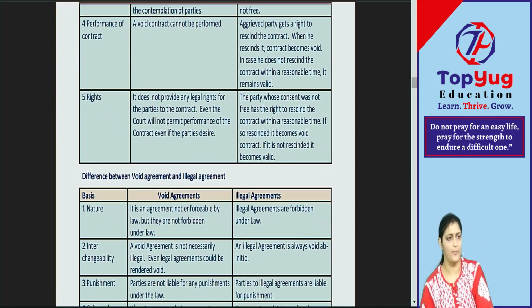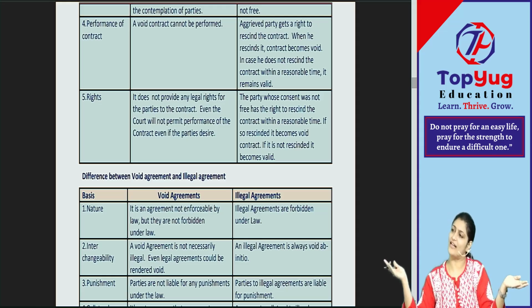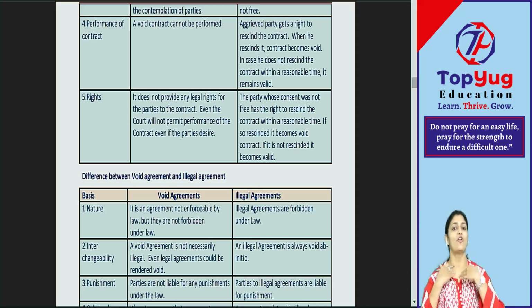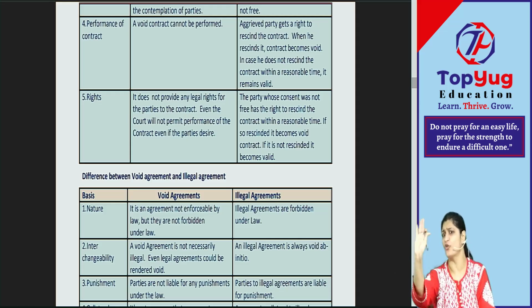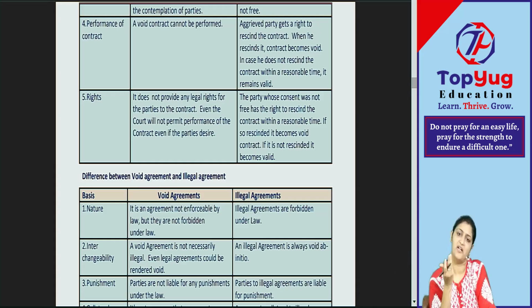Void contract, can it be performed? Do you have to perform the void contract? Obviously not. The contract comes to an end immediately. I will not have to do anything for you. You will not have to do anything for me. Both the parties are discharged from performing. They don't have to do anything in the contract because now it has become void.